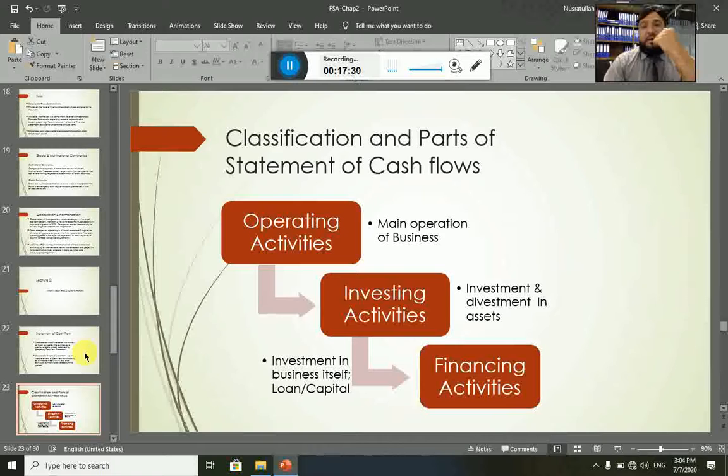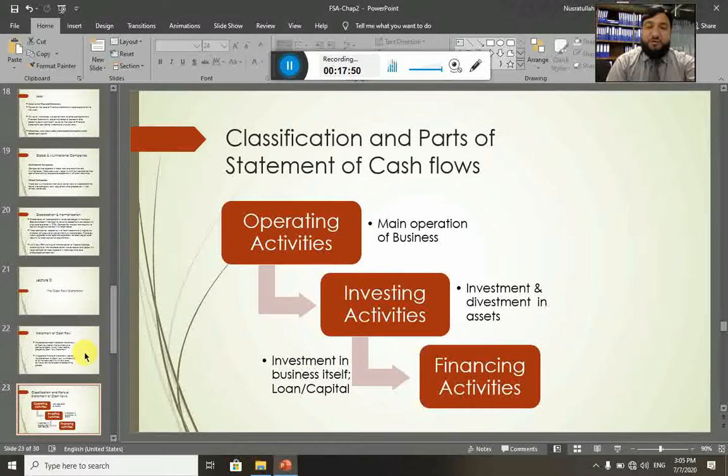So the cash flow statement has three main parts. Number one is operating activities. Under this part we report all the cash flows, which means cash inflow and cash outflow from operating activities, and operating activities are the main business operations.